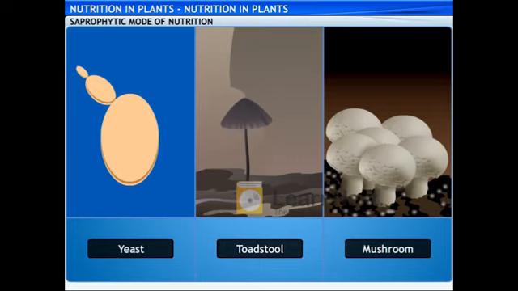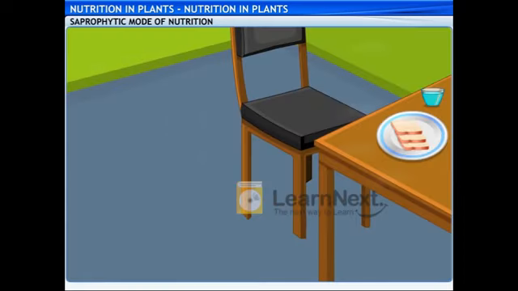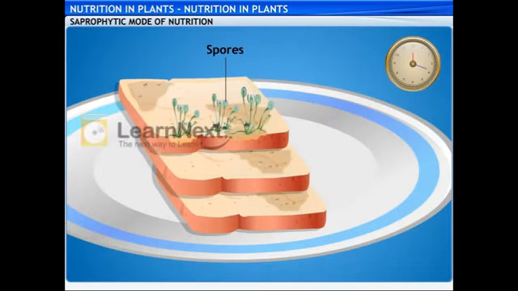Most plants belonging to the fungi category are saprophytes. They reproduce using spores that are released in the air. And when these spores land on a suitable surface, they germinate and grow into a new fungus.